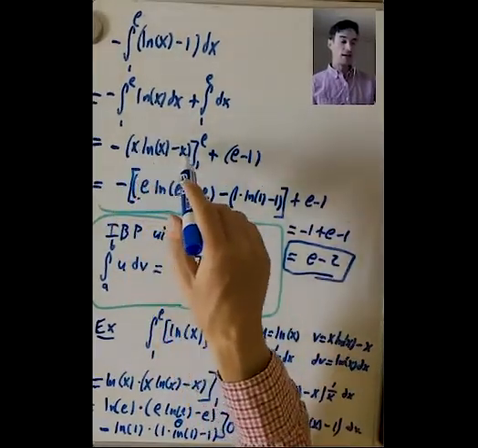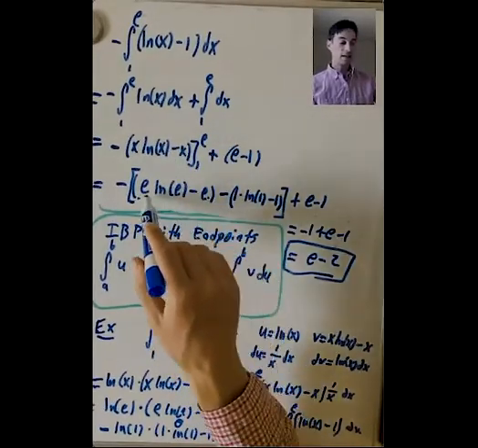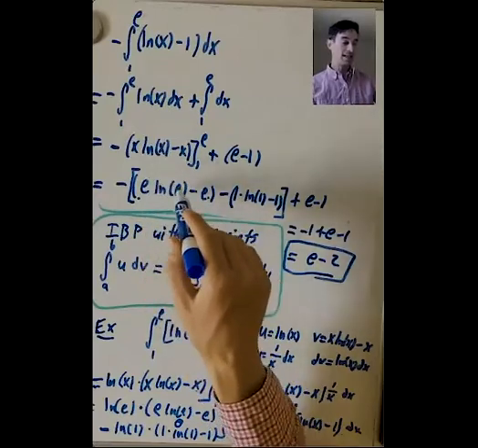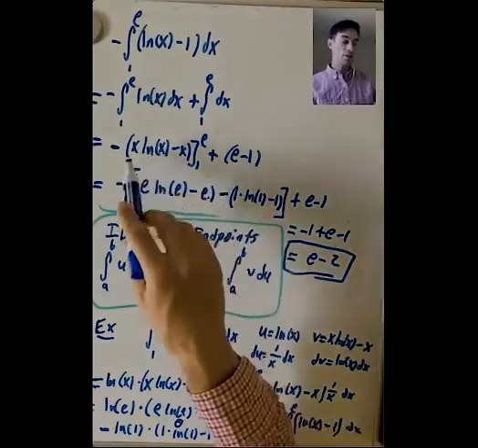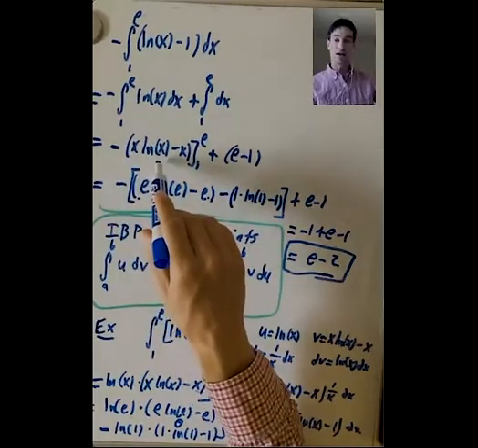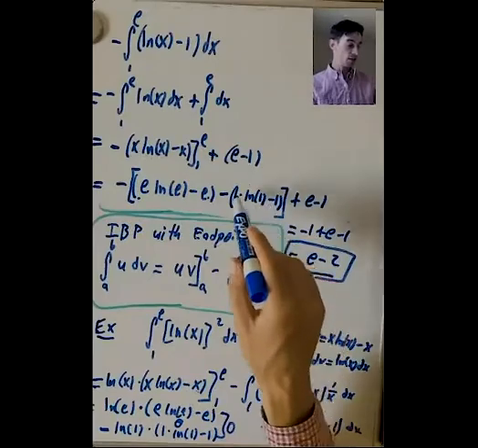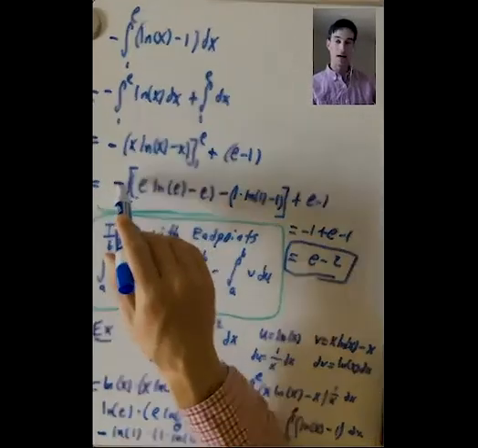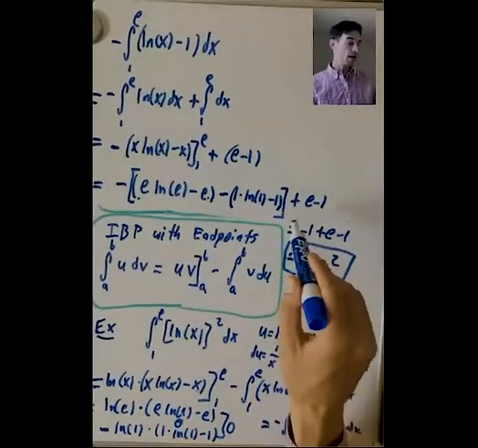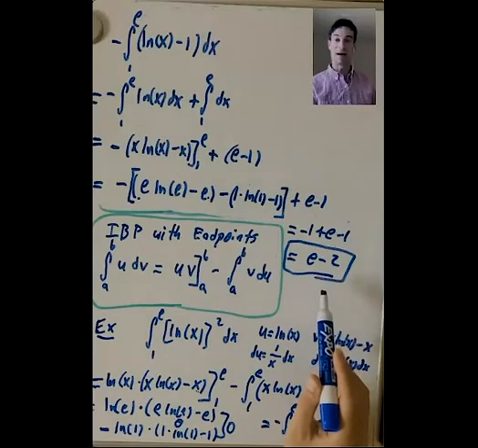We evaluate now x ln of x minus x evaluated at e as e natural log of e minus e. Natural log of e is 1. So this is e minus e, which is 0. And we subtract the evaluation at 1. We get 1 times natural log of 1 minus 1. Natural log of 1 is 0. So we're just left with minus 1, a plus 1 in here, and there's a minus 1 outside. So we get minus 1 plus e minus 1, which is e minus 2.